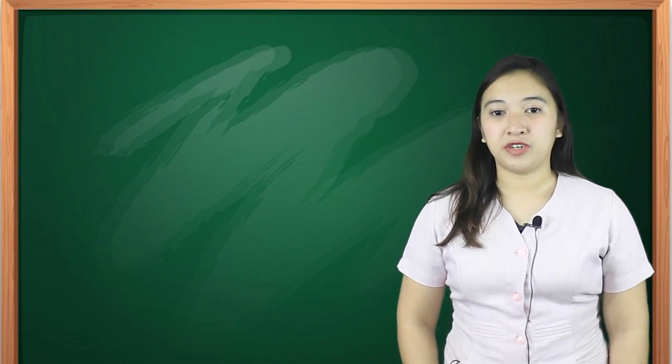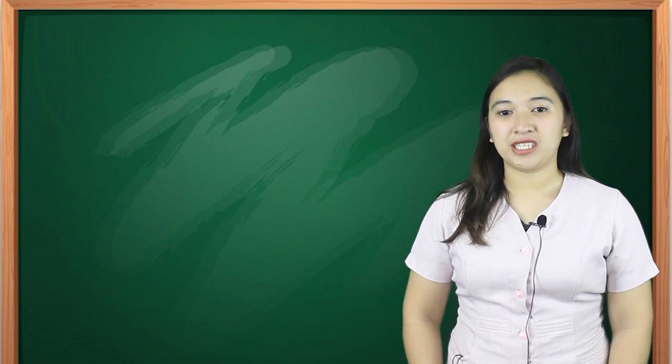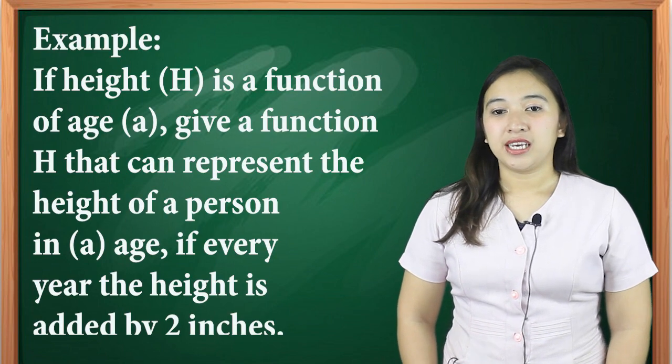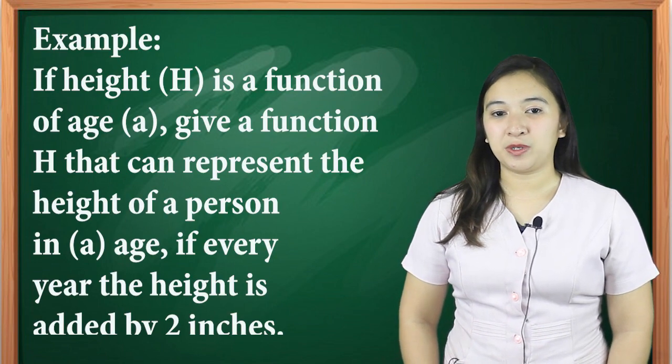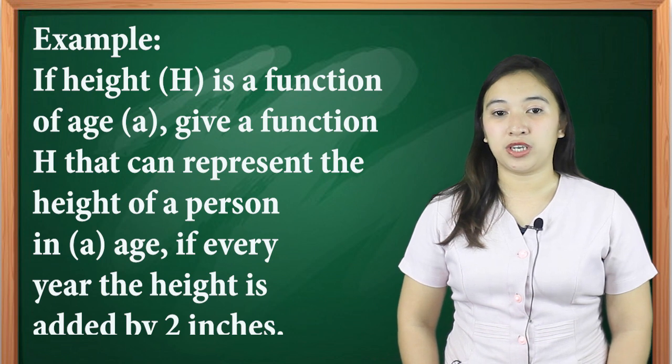These are some of the real-life situations. If height h is a function of age a, give a function h that can represent the height of a person in age a if every year the height is added by 2 inches.